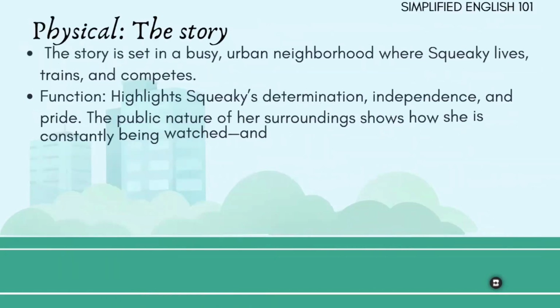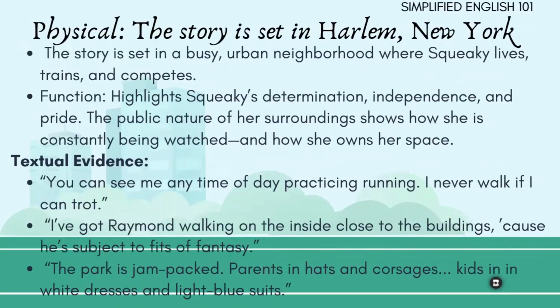We start off by looking at the physical setting. The story takes place in Harlem, New York, a fast-paced, noisy, and very public place. And that is important. Squeaky doesn't do anything in private. Her life, her training, and even her responsibility for Raymond all play out in full view of the world. She tells us, "You can see me any time of day practicing running. I never walk if I can trot." That shows how determined and unapologetic she is. The sidewalks become her track, and the city is her audience.